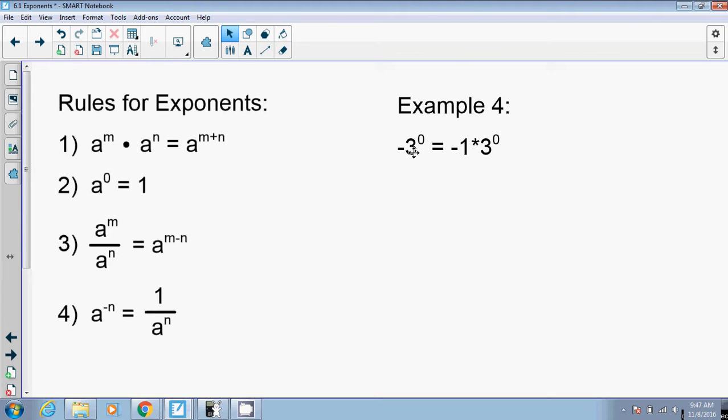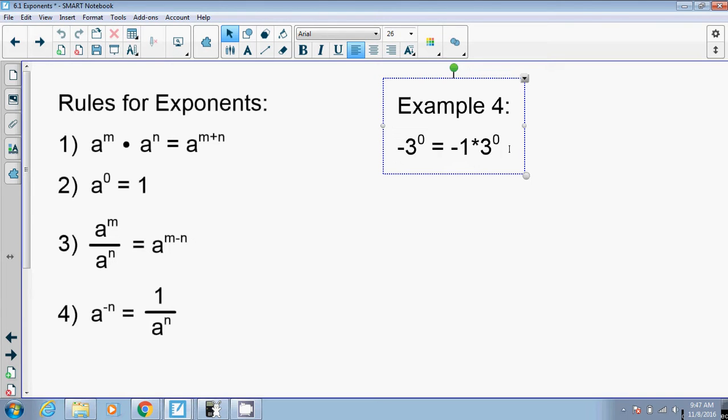Now we need to use the properties or the rules of the exponents. We have that -1 out front, and then we have 3 to the 0 power. Remember, any base to the 0 power becomes 1. So that 3 to the 0 power becomes 1. And then we have -1 times 1, which is equal to -1. So my answer in this case, -3 to the 0 power, is -1.